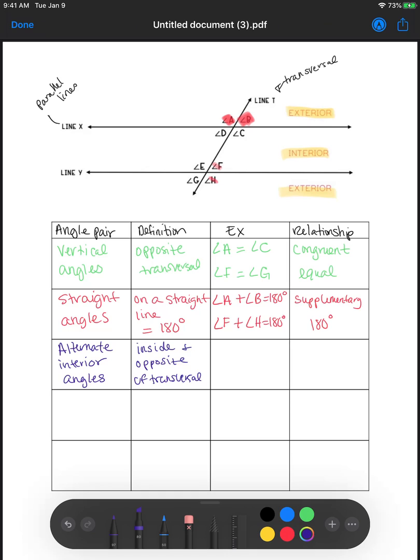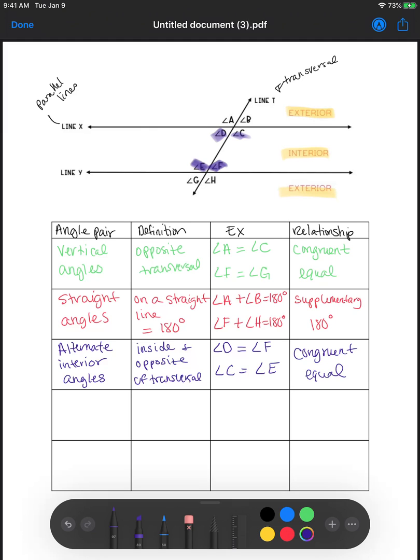We have angle D and angle F. So angle D and angle F, and I'm using the equal sign because they are congruent. And we're also going to have angle C and angle E. Angle C and angle E. They are interior and then alternate sides of the transversal. So these are congruent and they are equal.